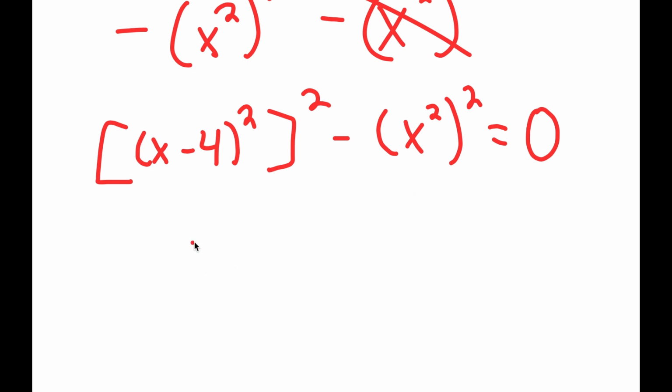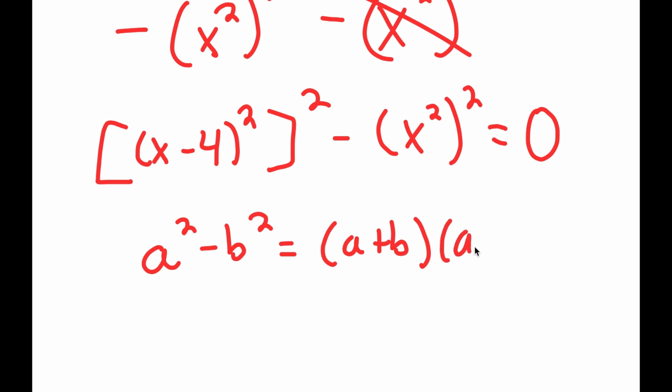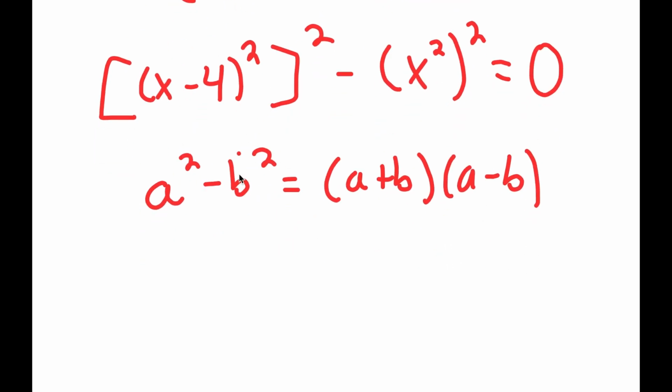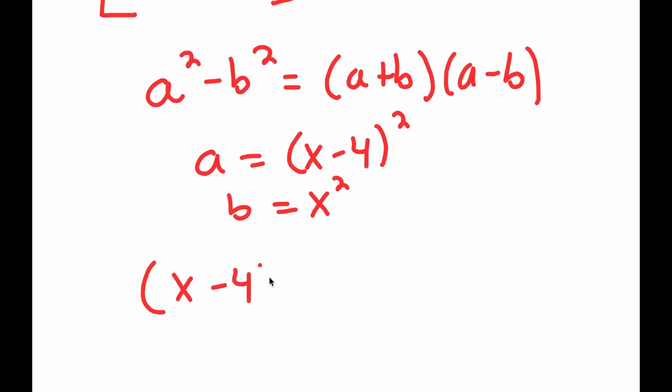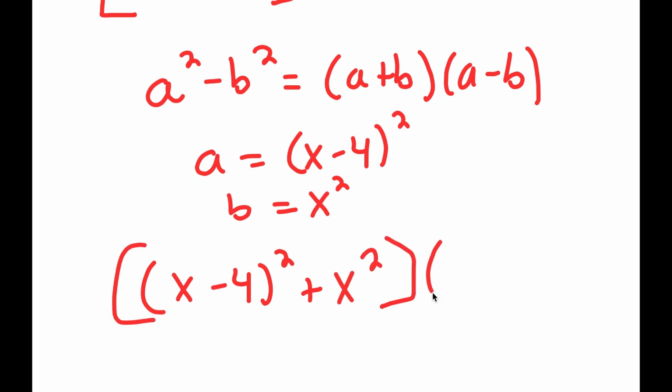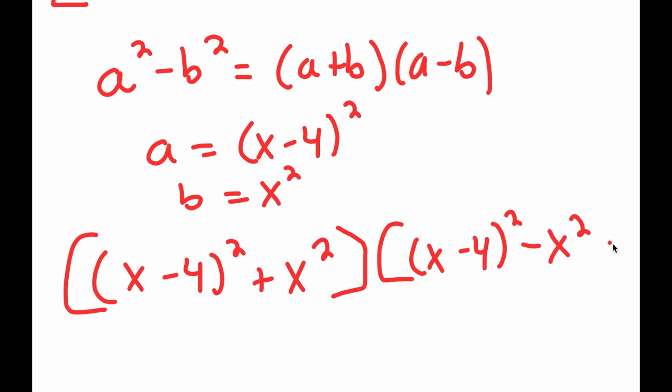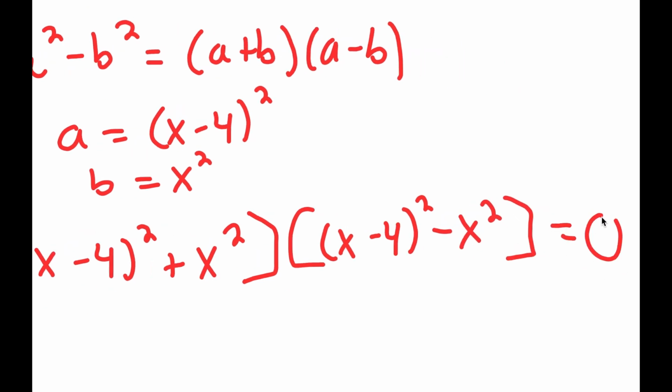So from here, if I have something in the form a squared minus b squared, this is equal to a plus b times a minus b. So in this case, a is equal to (x − 4)^2, and b is equal to x^2. So I get ((x − 4)^2 + x^2) times ((x − 4)^2 − x^2), and this is equal to 0.